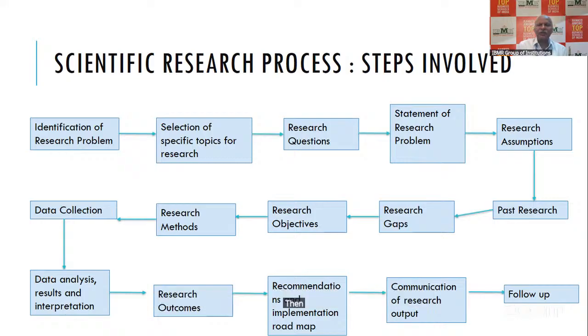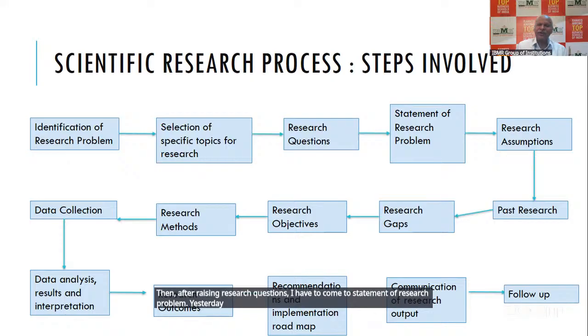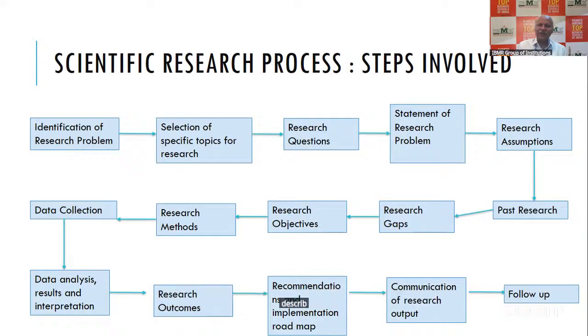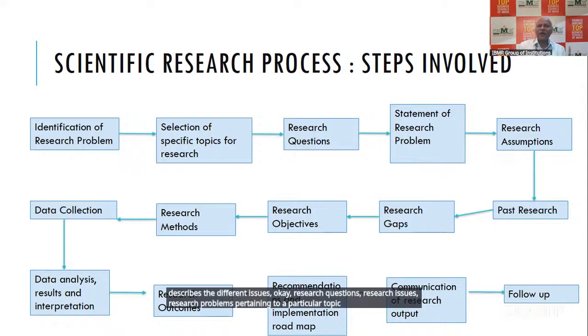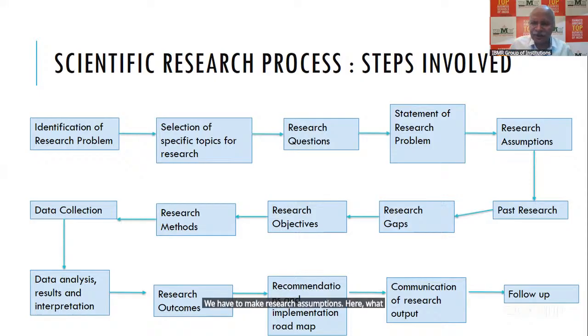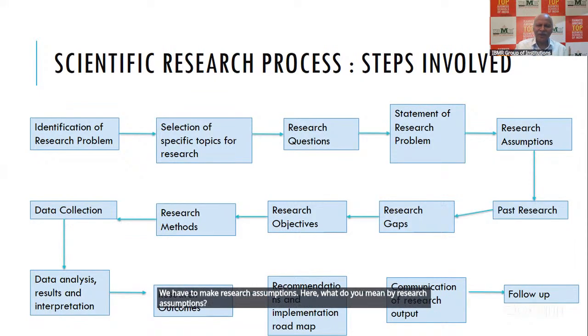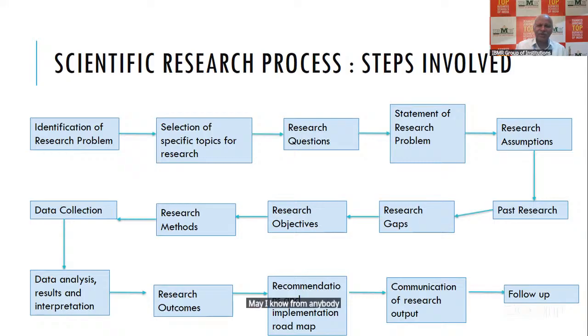Then after raising research questions, I have to come to the statement of research problem. Yesterday, I briefly mentioned the statement of research problem is nothing but a description of the different issues, research questions, research issues, research problems pertaining to a particular topic that the researcher is going to study. Once we have the statement of research problem, this is the actual process, then we have to come to research assumptions. We have to make research assumptions. Here, what do you mean by research assumptions? May I know from anybody? What do you mean by research assumptions?